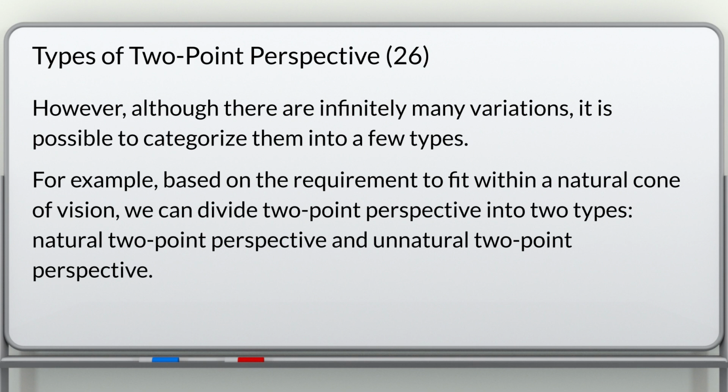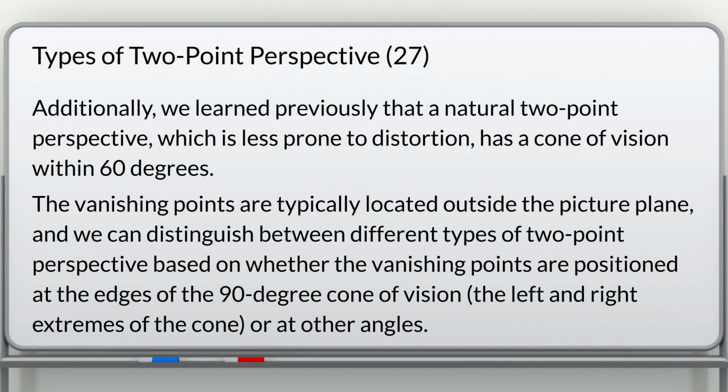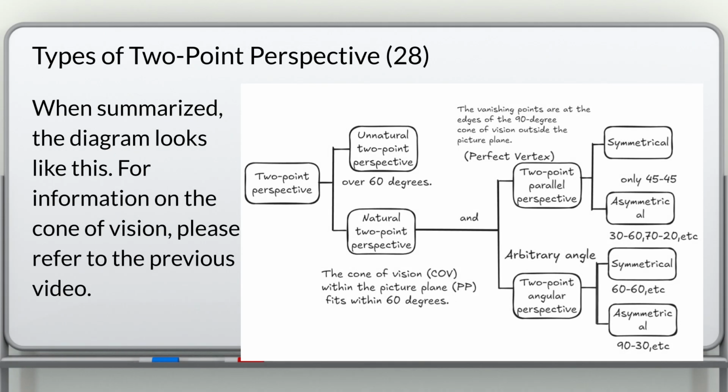For example, based on the requirement to fit within a natural cone of vision, we can divide two-point perspective into two types: natural two-point perspective and unnatural two-point perspective. Additionally, we learned previously that a natural two-point perspective, which is less prone to distortion, has a cone of vision within 60 degrees. The vanishing points are typically located outside the picture plane, and we can distinguish between different types of two-point perspective based on whether the vanishing points are positioned at the edges of the 90-degree cone of vision or at other angles. When summarized, the diagram looks like this.